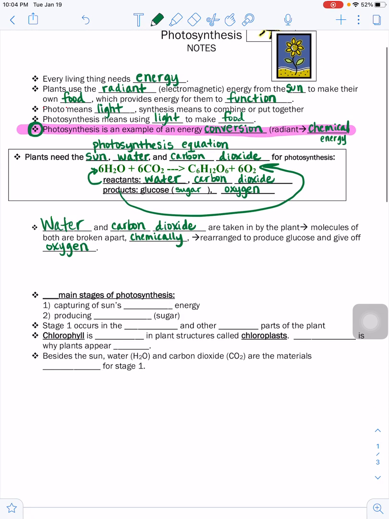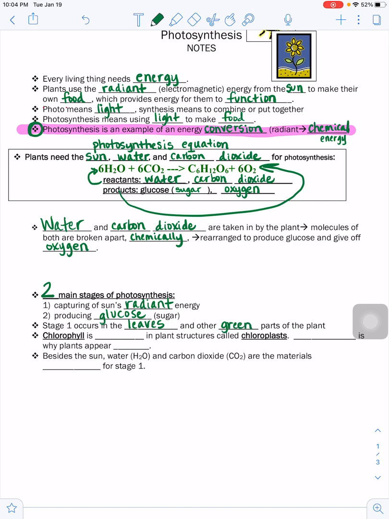There are two main stages of photosynthesis. First stage, capturing of the sun's radiant energy. Stage 2 is producing glucose. Stage 1, the capturing of the sun's radiant energy, occurs in the leaves and other green parts of the plant.